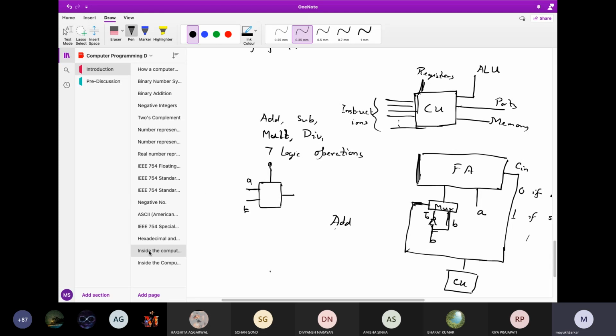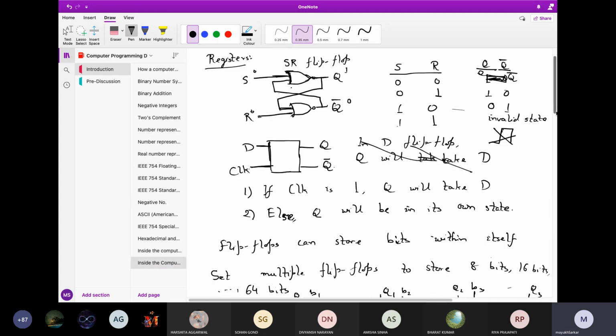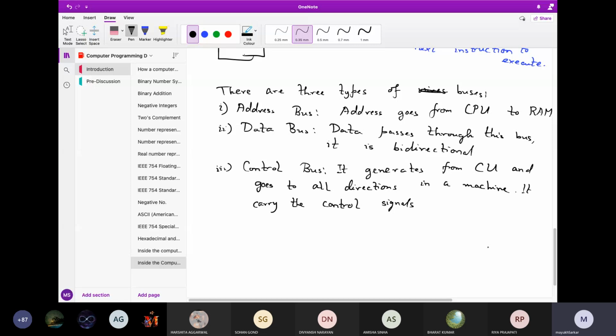Okay, it's already 3 p.m. So I'll discuss the rest of the part in the 5 to 6 class, how these buses communicate together. And I'll also take the questions then as well.